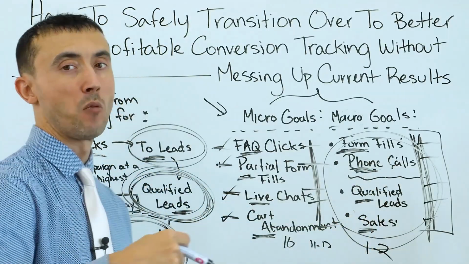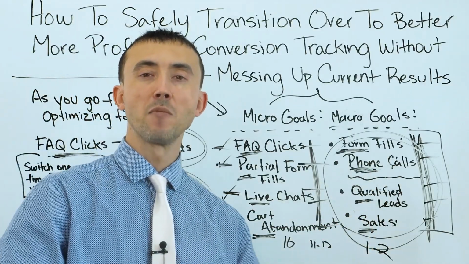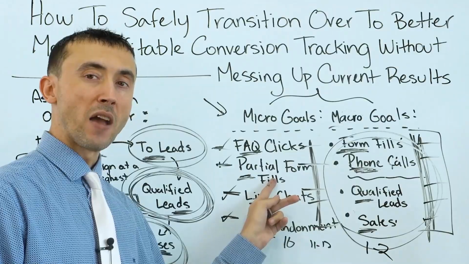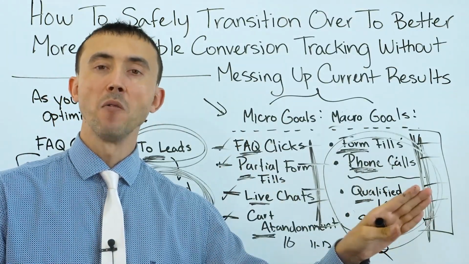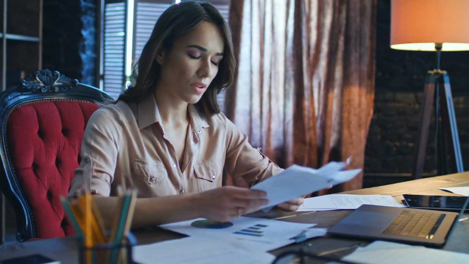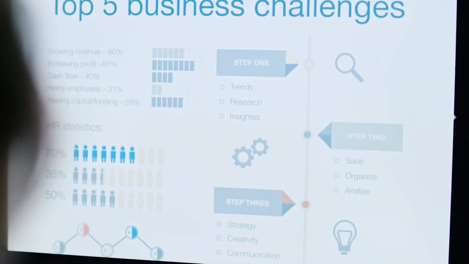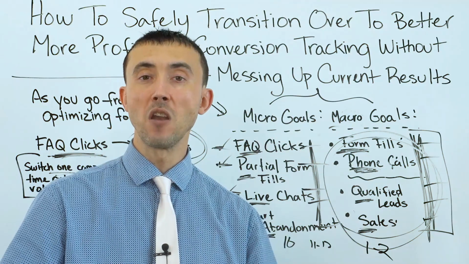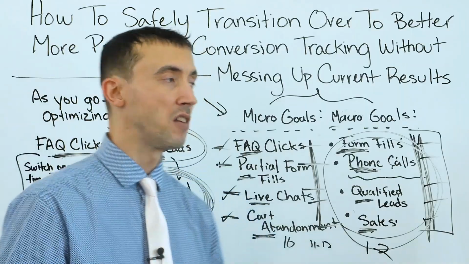And then that whole account would know, and all the campaigns would know to optimize for actual leads, not the micro conversions anymore. Problem is, if you do that, it's going to mess up your results, usually pretty bad, for a while as the algorithm is trying to adjust.